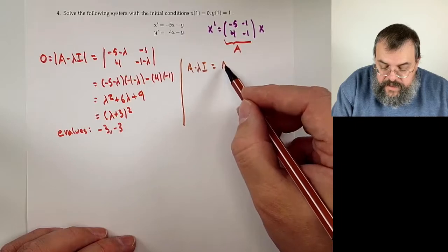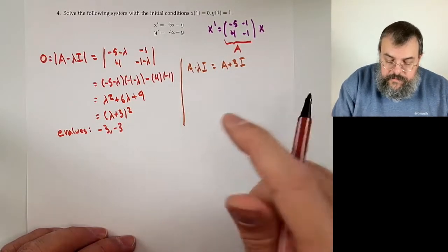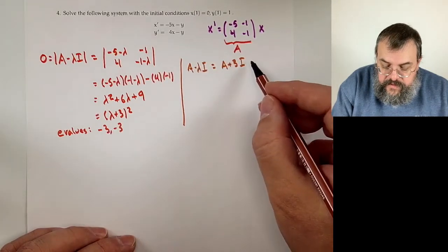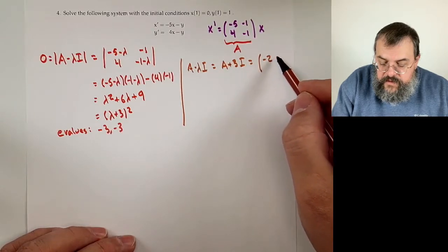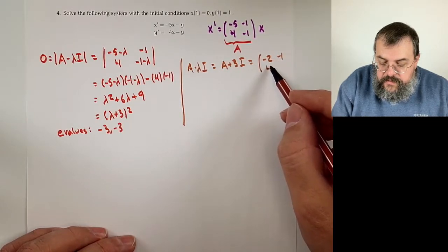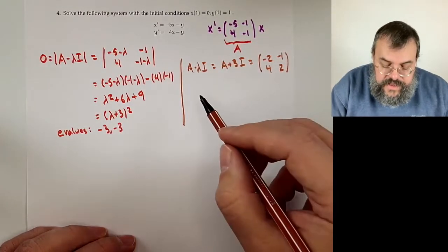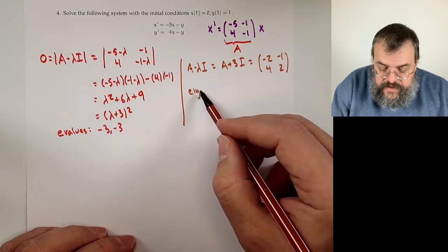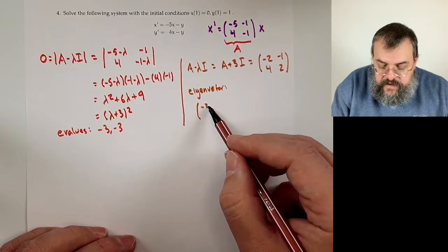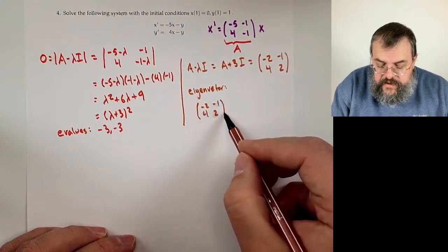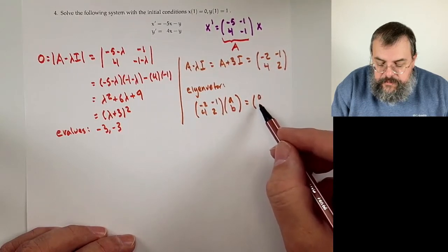Now, in our case, that becomes A plus 3I. So that's minus 3 is plus. And so that is the matrix. That would become -2, -1, and 4, 2. Okay, so first thing is the eigenvector computation. And we say, okay, well, we need to find some vector, a b, that when we multiply, we get 0, 0.